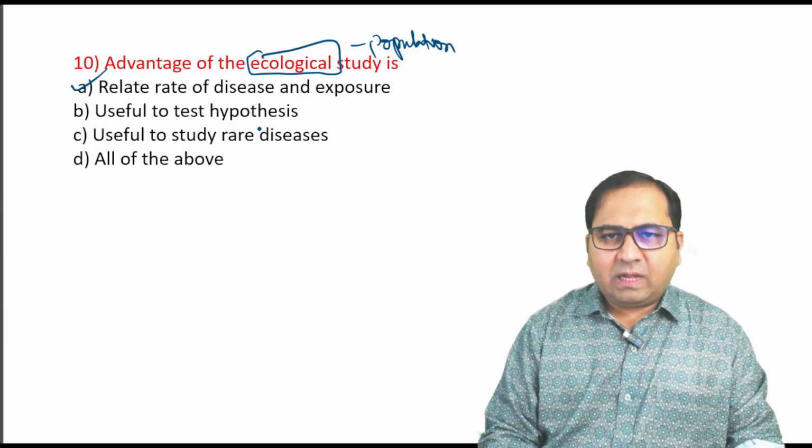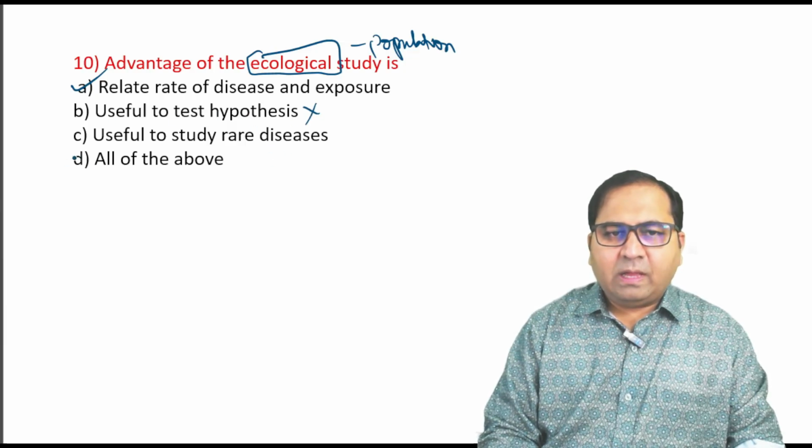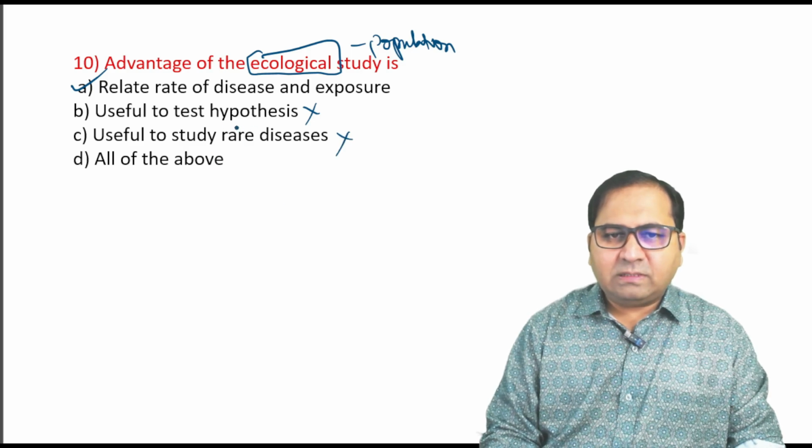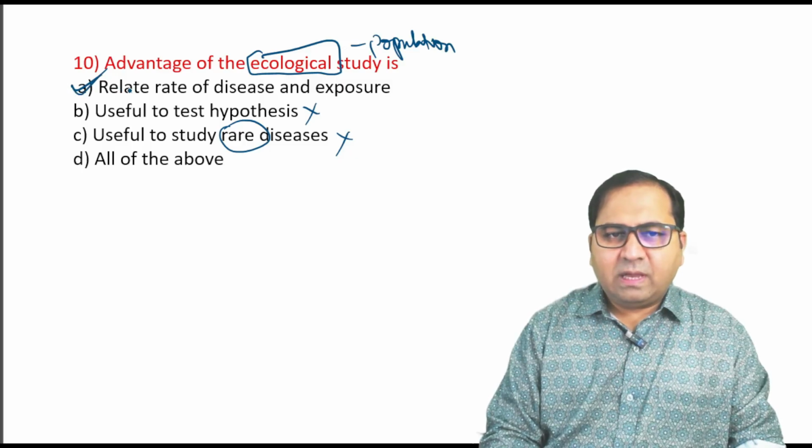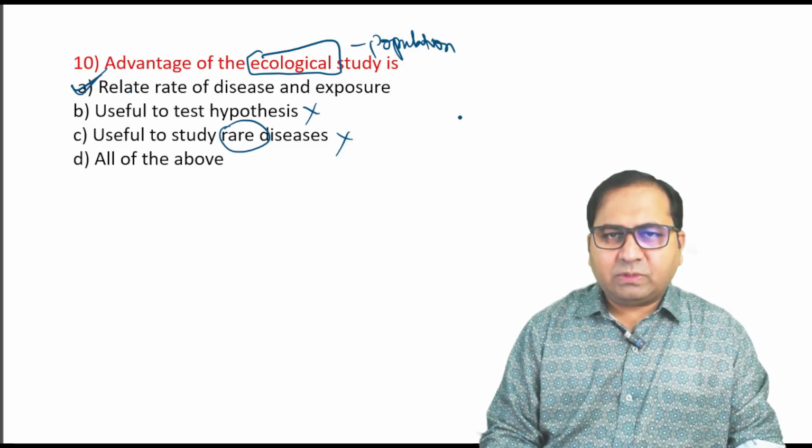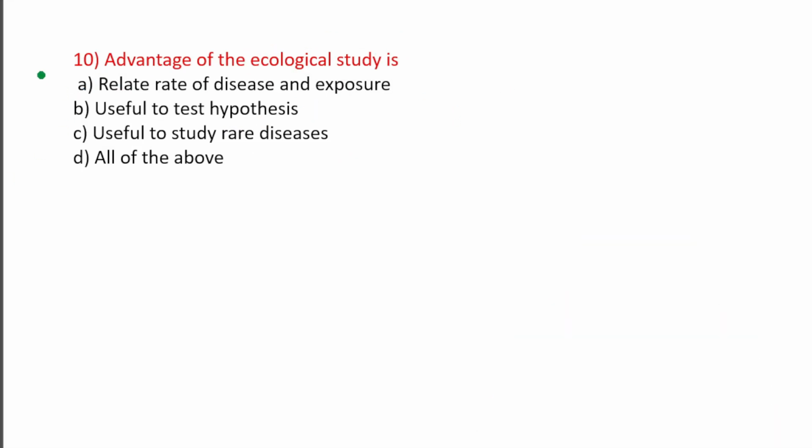Useful to test the hypothesis, no. Is it useful to study rare diseases? No, even this is not. Rare disease comes under case series or case reports. So therefore, the answer for this question is option A, that is relate the rate of the disease and the exposure. We have taken the answer as A, that is relate the rate of disease and exposure.